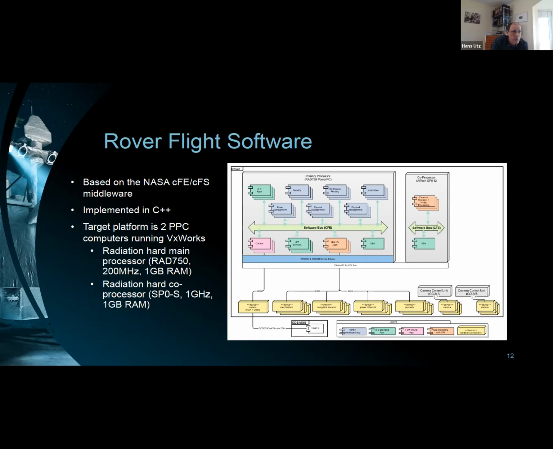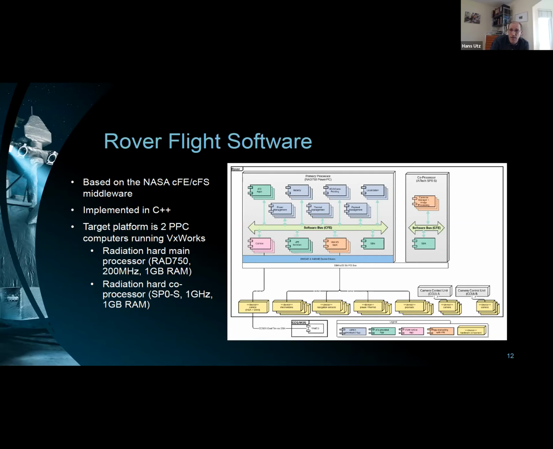The schedule constraints are also reflected in the choice of the target compute platform. We're running on 2 computers: a radiation hard main processor, RAD750, and a radiation tolerant coprocessor for computationally expensive tasks like image processing or image compression. So all of our imaging system runs on the coprocessor.